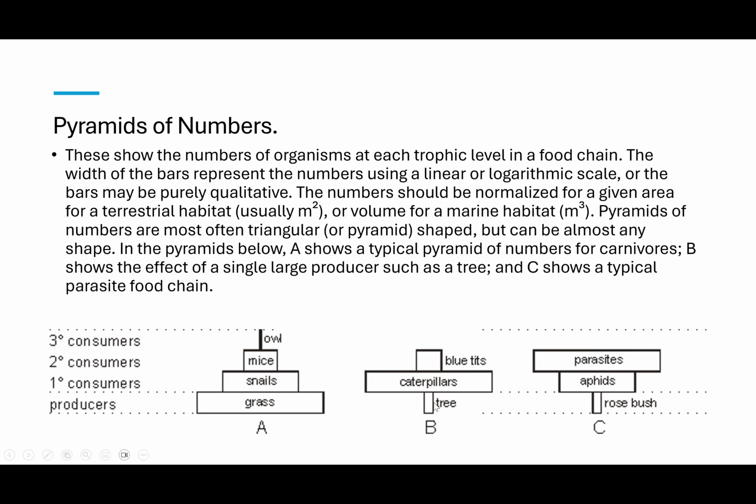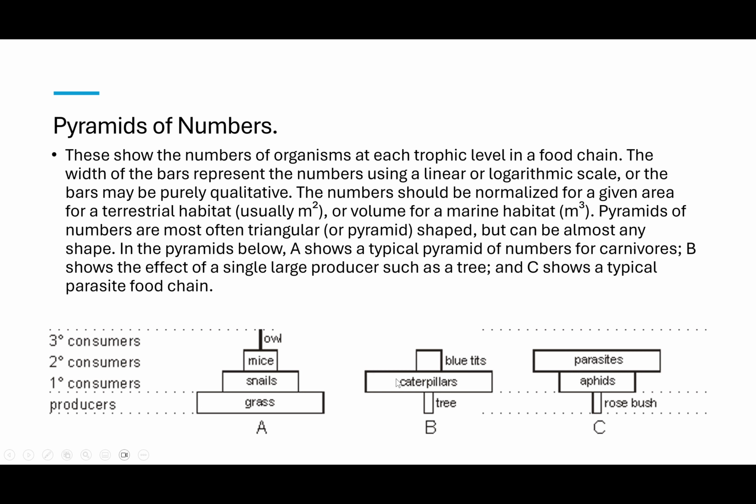But let's say in this case, an arboreal ecosystem. Arboreal speaks to the tree, so we're only speaking about a tree. The tree is the sole producer, which caterpillars feed on, and then we have some birds, the blue tits, that feed on the caterpillars. So we have this shape as well for the pyramid of numbers, and we have even this shape. The rose bush, we have a number of aphids and parasites that feed on the aphids. So these are pyramids of number.